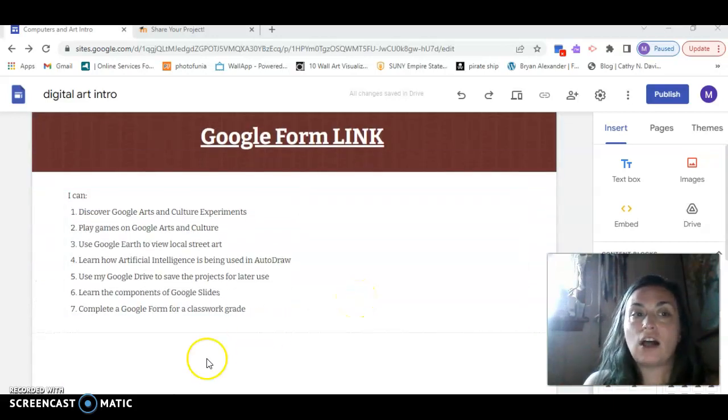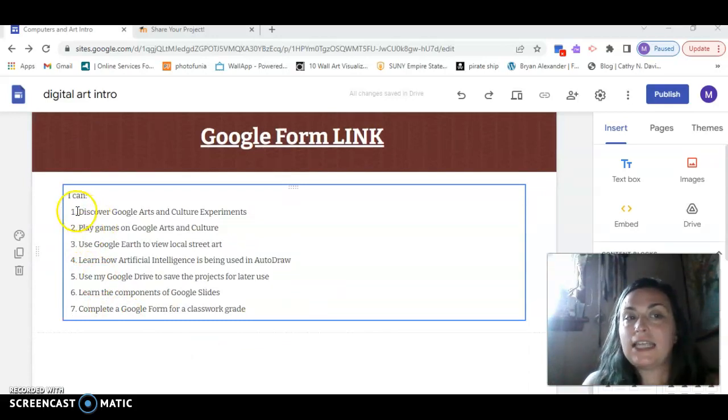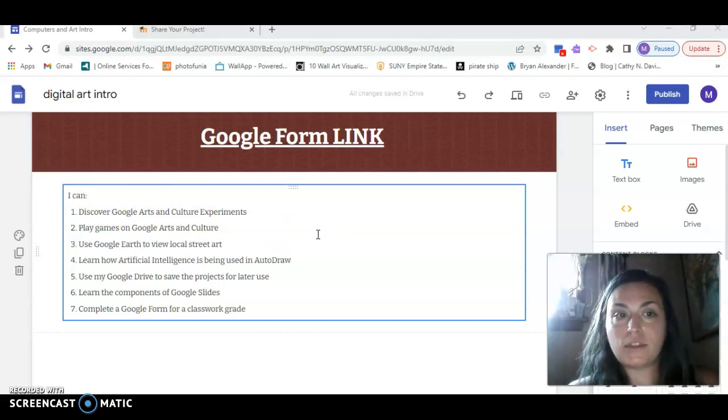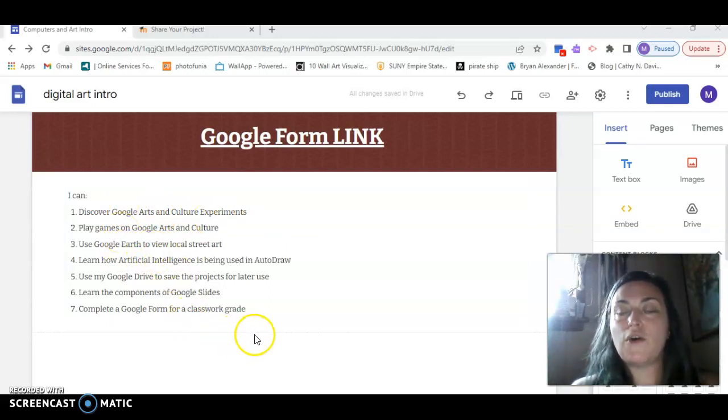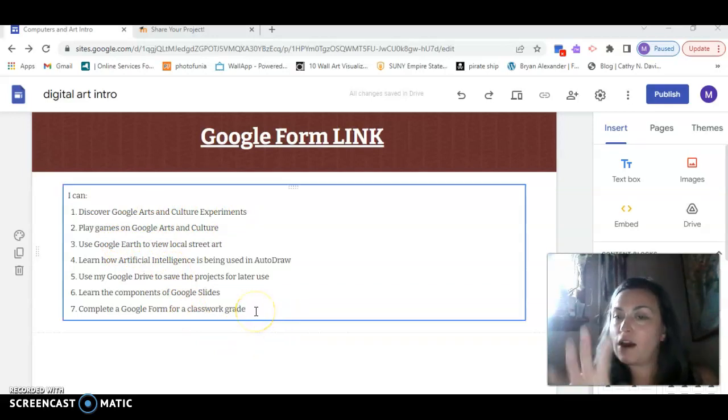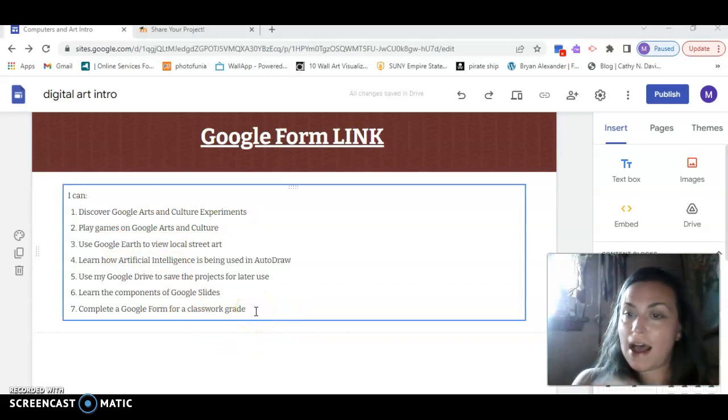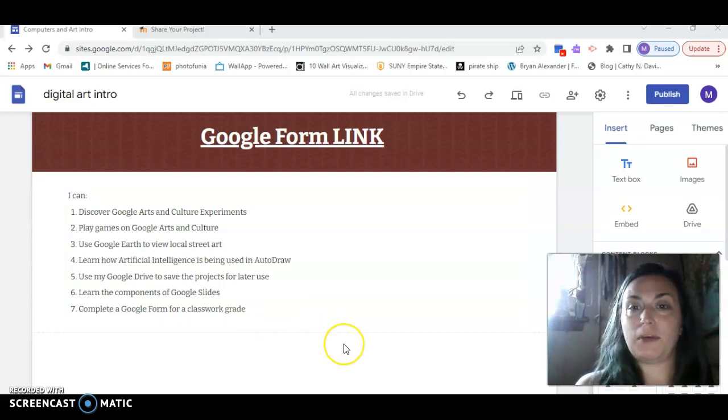And then to end all of it, I put their I can statements. So these are just kind of their guidelines to where the project is going and what my expectations are for them. So, I can discover Google Arts and Culture. I can play games. I can use Google Earth. So this was where I put my expectations as the teacher for them for this learning experiment.